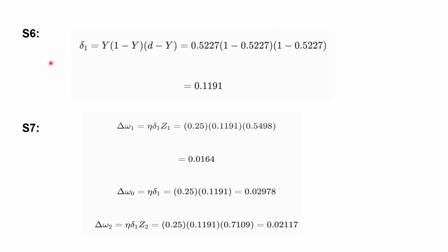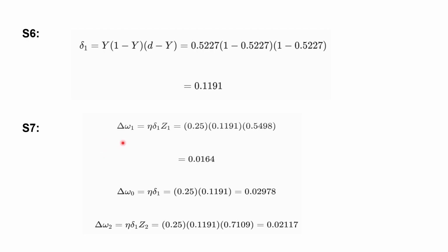Now in step 6, we go for the back propagation process, to determine the gradient function. In the first step, we determine the back propagation from the output layer to the hidden layer. There is only one output unit, so we determine only del 1, that is one gradient function. Del 1 is equal to y into 1 minus y into d minus y. So substituting the values, we obtain the result as 0.1191.